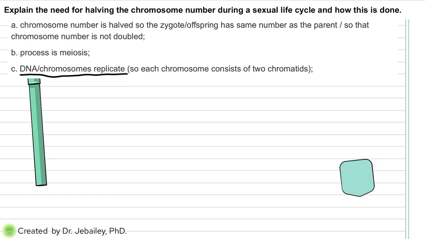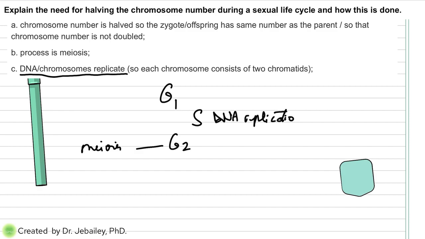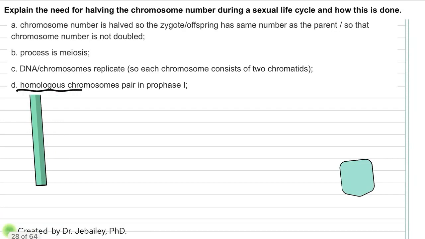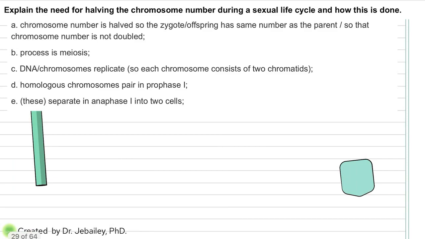Because before you can start meiosis, if you remember the cell cycle, you have G1, S, G2, and then you hit meiosis. So for that, you have to do the DNA replication right here, in which you're making the copies. So you have to create the copies before you can even get to meiosis. The homologous pairs of chromosomes in prophase 1, we can say that, and they separate during anaphase 1 into the 2 cells.